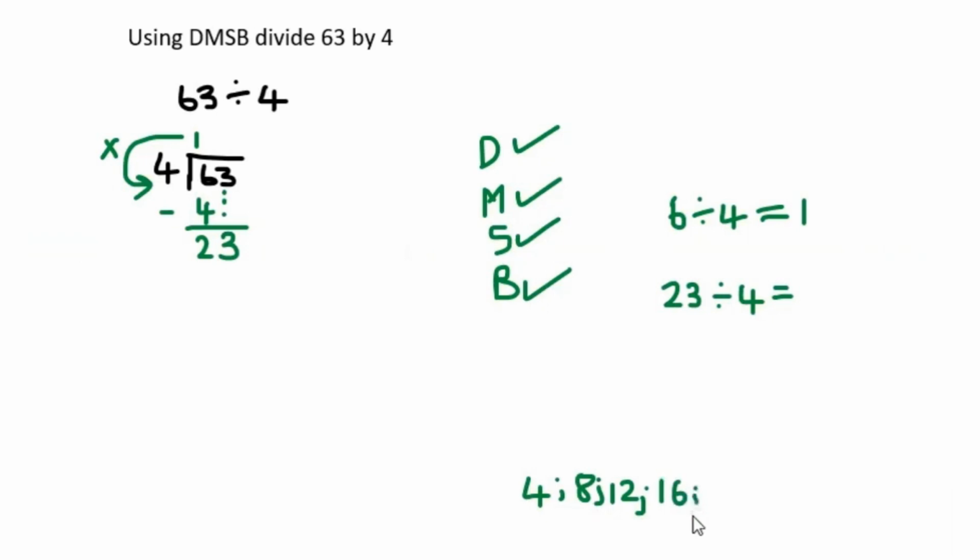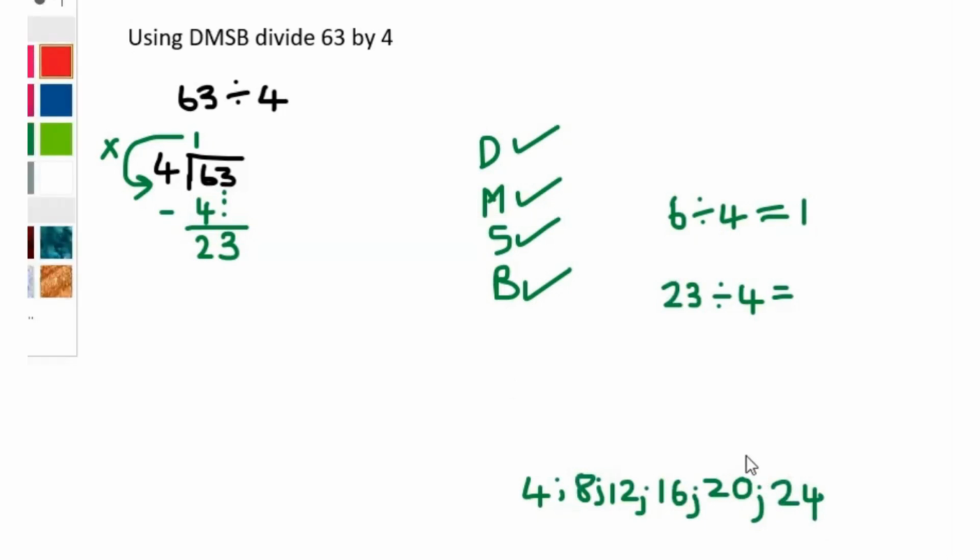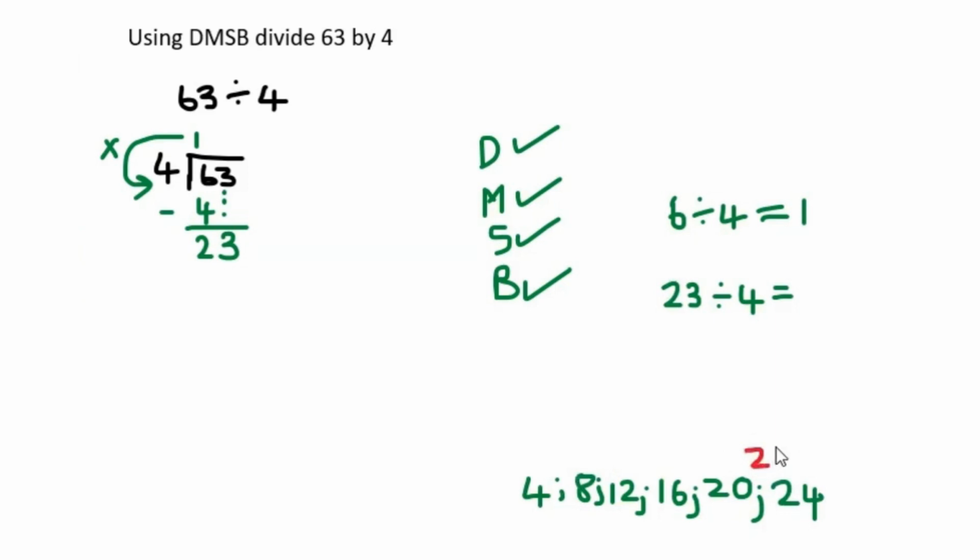16. 4, 8, 12, 16. What's the next number? 20. What's the next number? 24. So we can see that 23 is between 20 and 24. So 23 is here. To see how many times 4 goes into 23, we only count these numbers before 23. And it's 1, 2, 3, 4, 5 times.